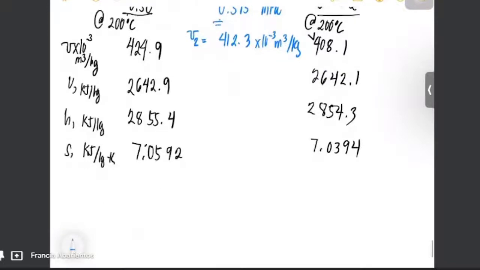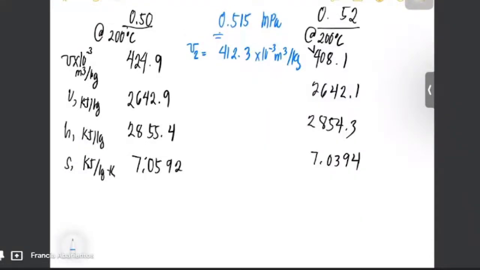Okay. So, punta ulit kayo, class, dito sa table 3. Ayan, class, page 31. So, dito pa sa taas, makikita nyo is 0.5 and 0.52. So, wala yung given sa atin na 0.515. Since superheated vapor siya, pupunta talaga tayo sa table 3. Okay. So, dalawa yan, class.